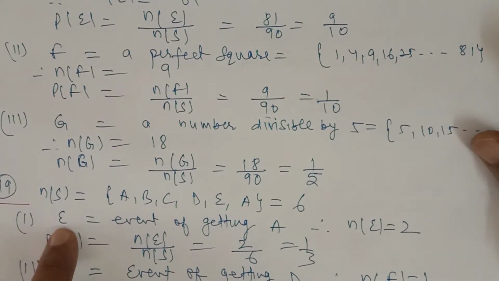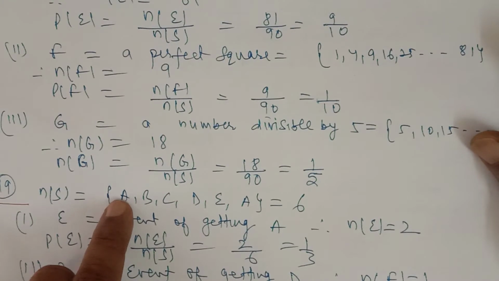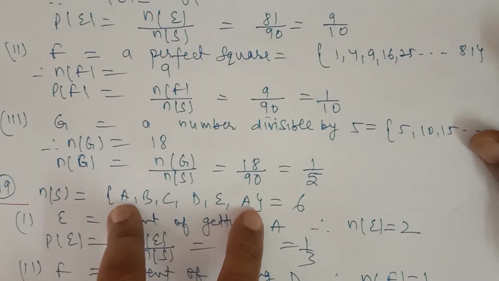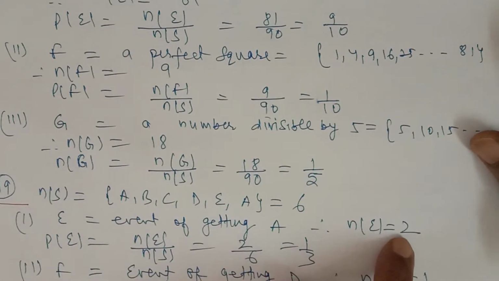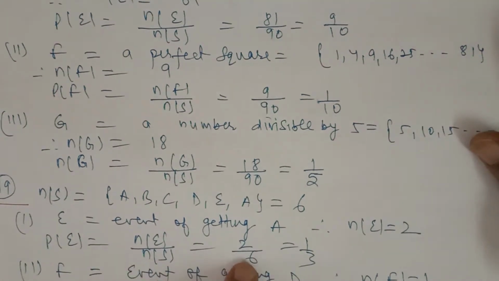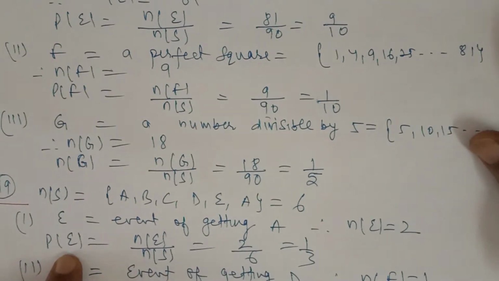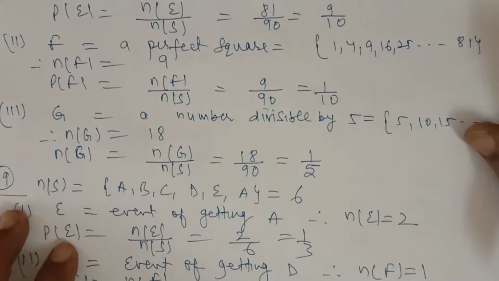Let I call it E. So the number of events: A here, A here. There are 2 A's on 6 faces, so n(E) is equal to 2. And the sample space is naturally 6. The probability of getting A will be 2 upon 6.